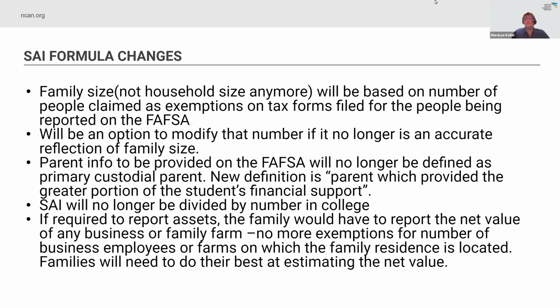The family income is going up to $60,000. So families with $60,000 and above incomes will generally be the ones reporting assets. In the past, they were able to not report a business value if they had less than 100 employees, or they did not have to report the value of their farm if it was their family farm where they were residing. Those exemptions don't exist any longer.